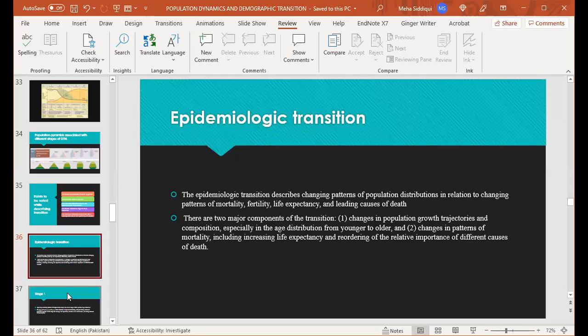Epidemiologic transition. Epidemiologic transition describes changing patterns of population distributions in relation to changing patterns of mortality, fertility, life expectancy, and leading causes of death. There are two main components of this transition. First is changes in population growth trajectories and composition, especially in the age distribution from younger to older. And the second is changes in patterns of mortality, including increasing life expectancy and reordering of the relative importance of different causes of death.